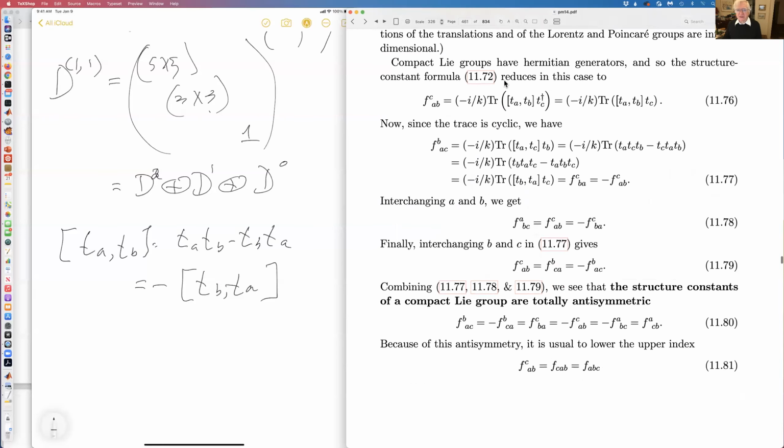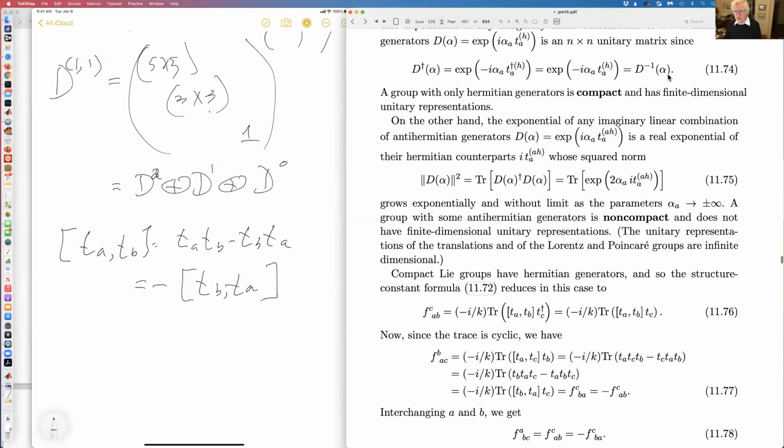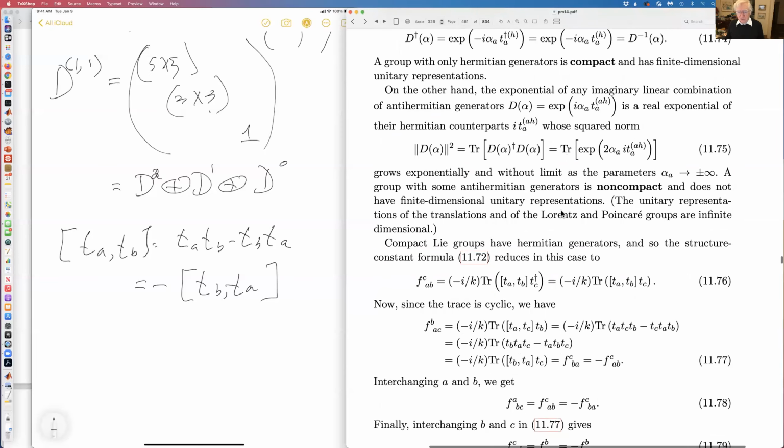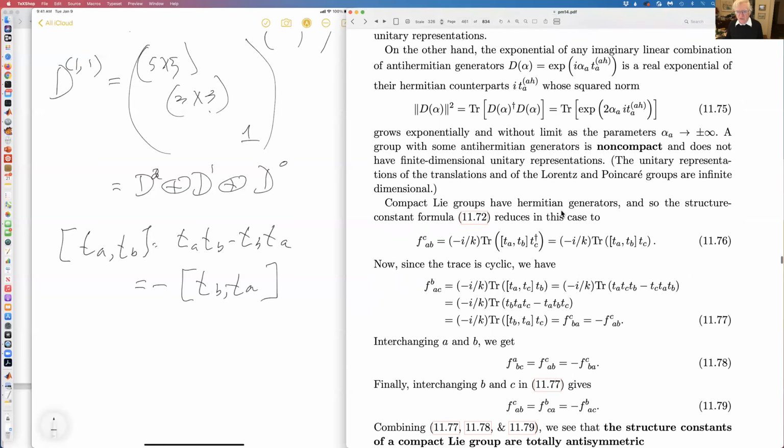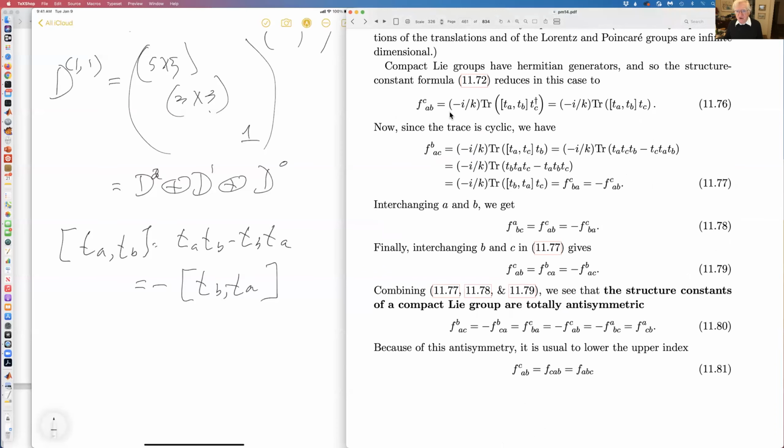Now let's see that the compact groups have Hermitian generators. Well, they do. We just saw that, because if the generator is Hermitian, then the representation is unitary, and if the representation is unitary, then the group has to be compact and so forth. So for compact Lie groups, we have Hermitian generators. And so the structure constant formula becomes simpler. We can replace T dagger with T.